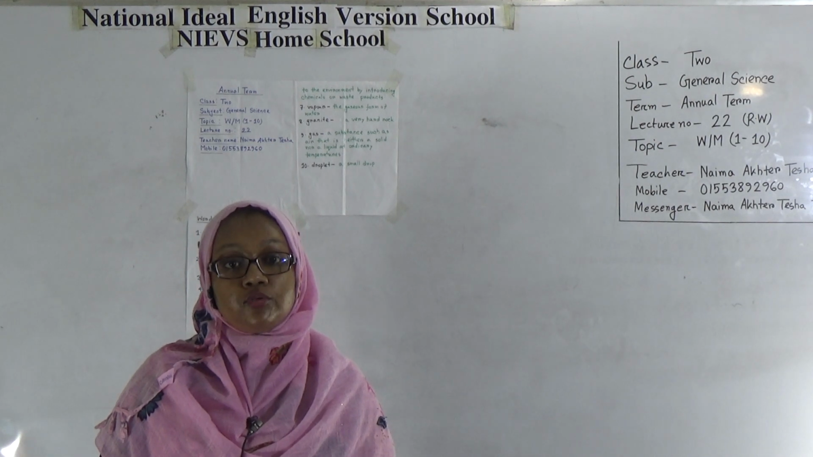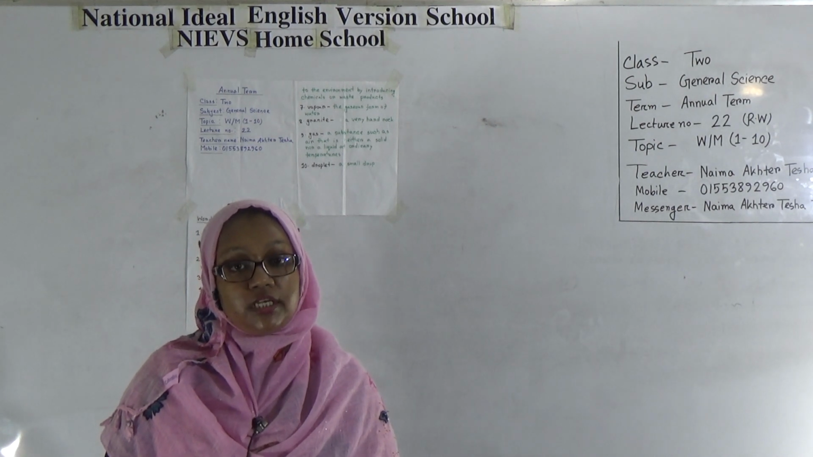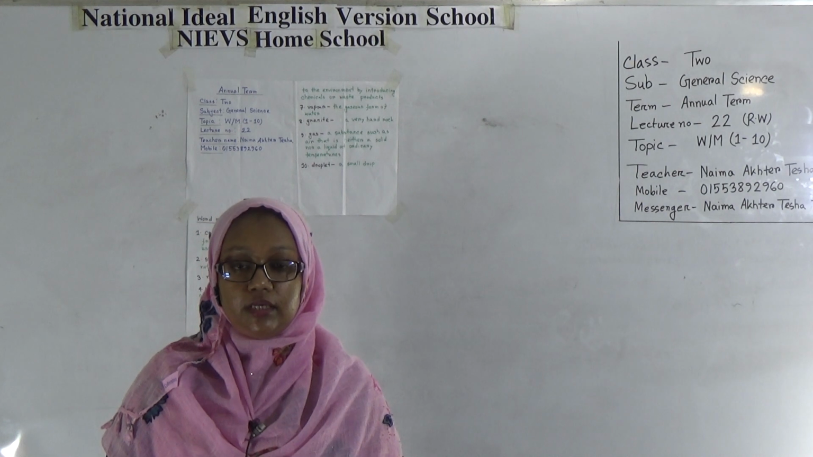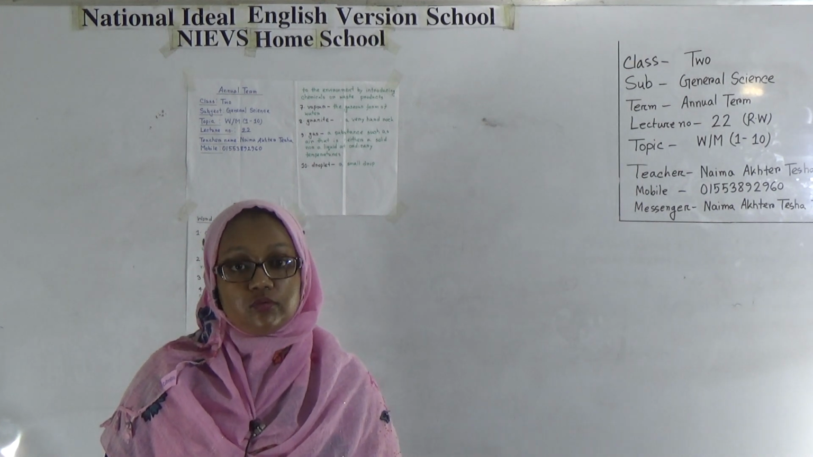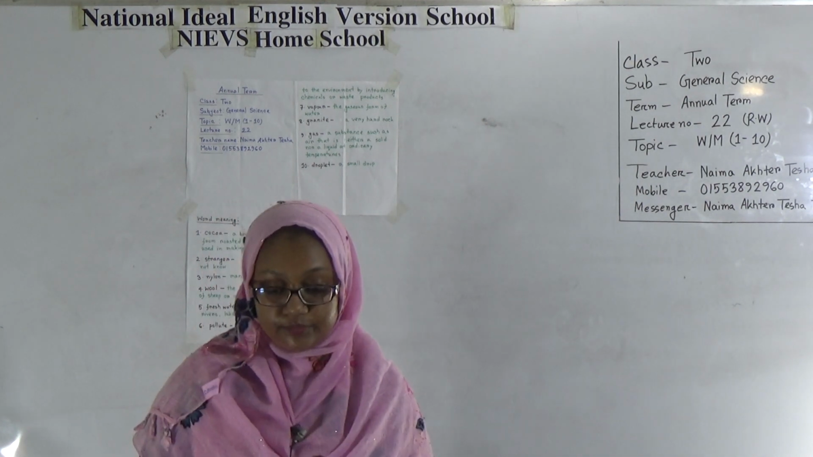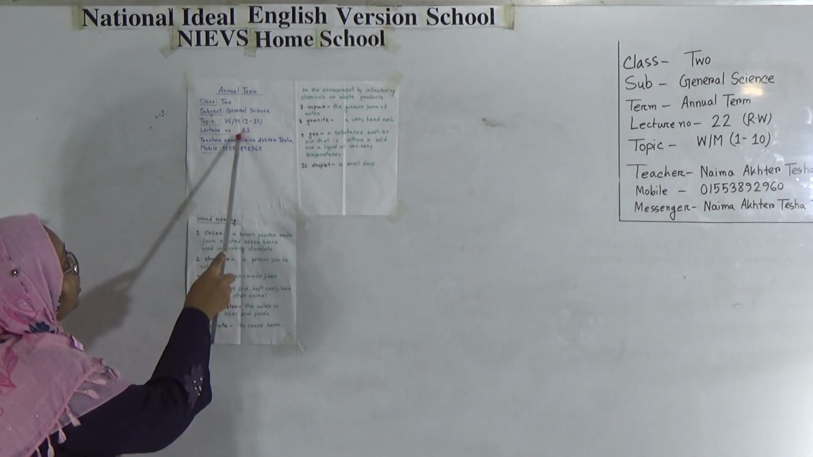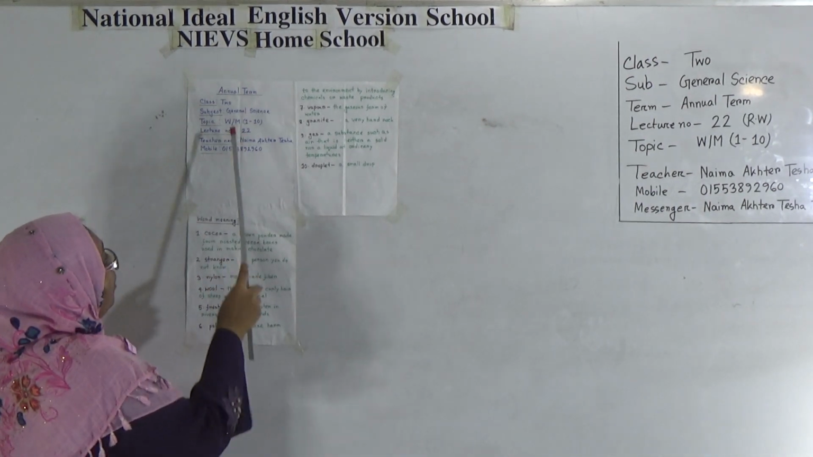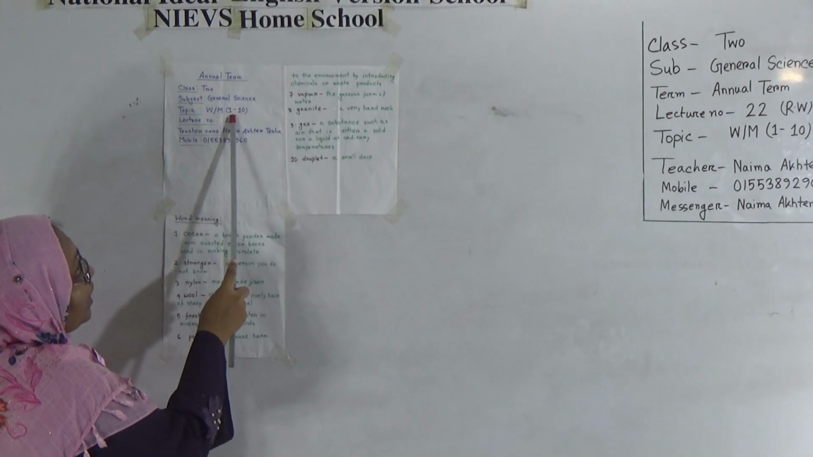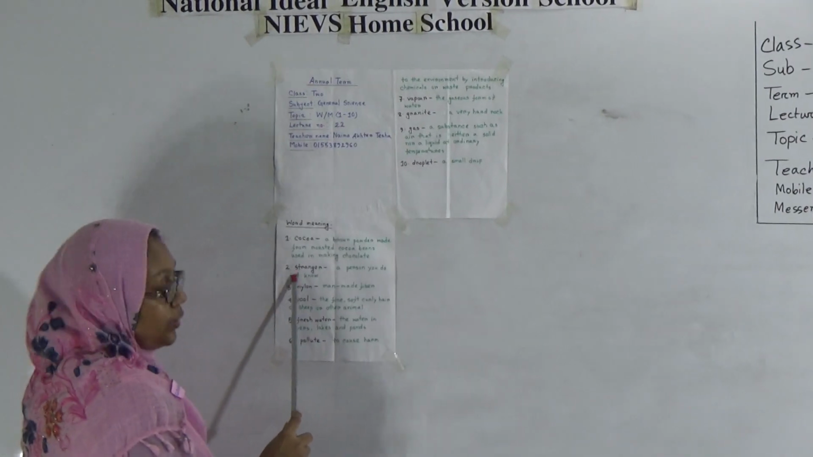Today I am going to take a class 2 general science class based on word meaning, and it's a RW class. Let's start our class. It's our lecture number 22, and our topic is word meaning from 1 up to 10. Let's see the word meaning.